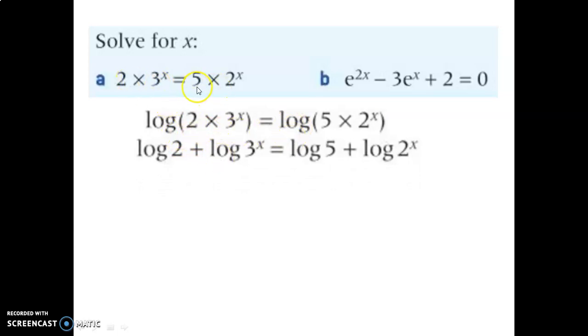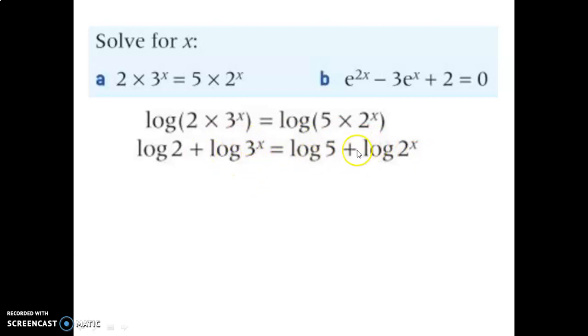All right, you're stuck with the 2 and the 5. There's nothing you can do. They're going to be there. Then this, by the rules of logs or laws of logs, we can break this up into log of 2 plus log of 3 to the x. On this side, log of 5 plus log of 2 to the x. Now notice we have x here and x here. So whenever we're solving equations, the goal is to get the variable on one side, right? So let's get the x things on one side. Let's see what we can do.